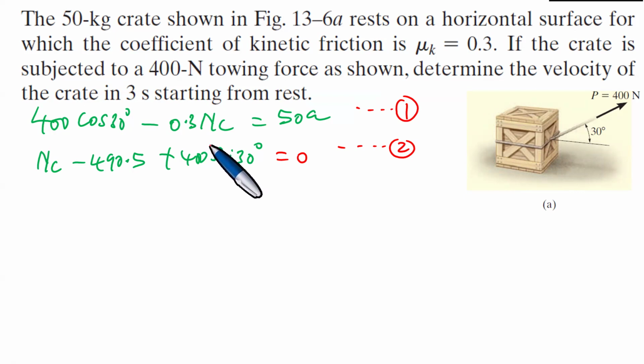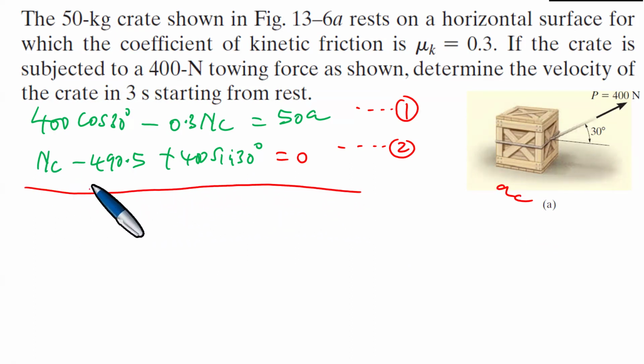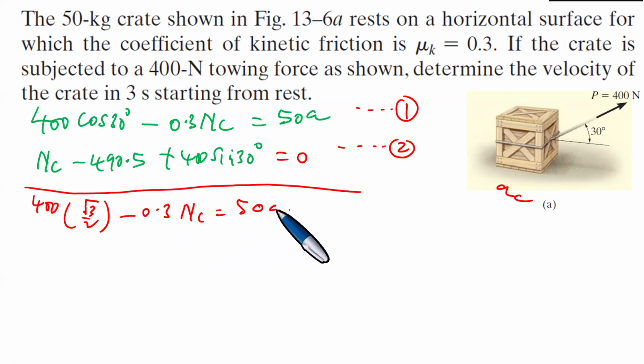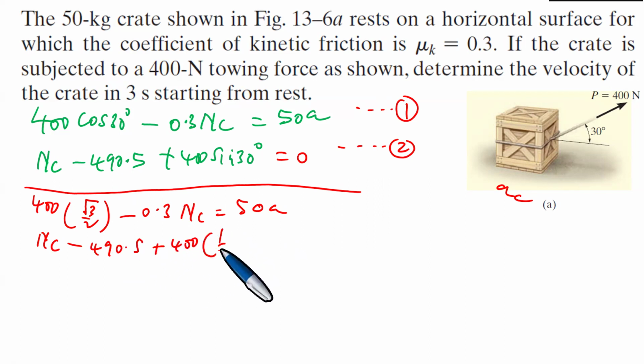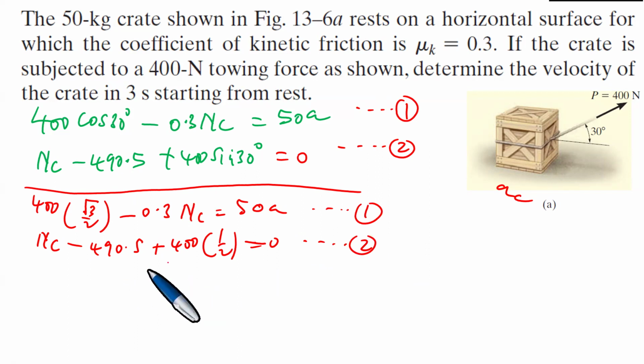So let us continue and get what we need here precisely. This acceleration is constant acceleration. Now, what do we do here? Let us perform some algebra. 400, the cosine of 30 degrees is the square root of 3 over 2, minus 0.3 NC is 50A. And NC minus 490.5 plus 400, the sine of 30 is 1 half, equals 0. This is the first equation, and this is the second equation. What do we solve for, the NC?